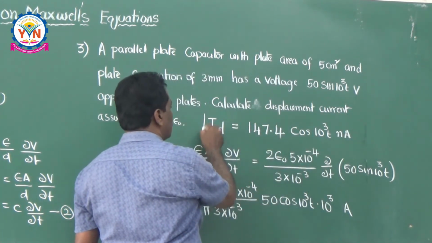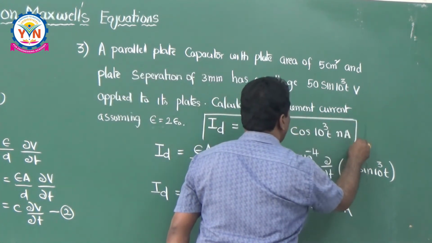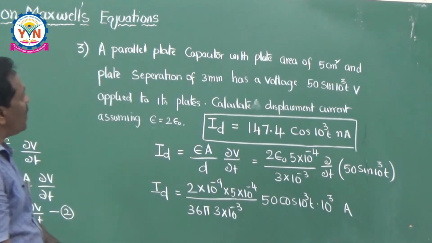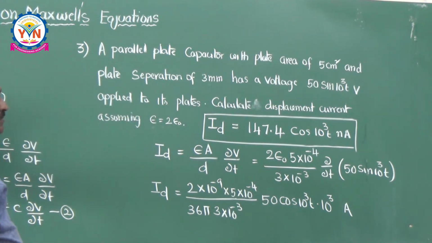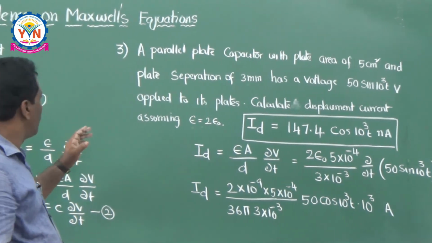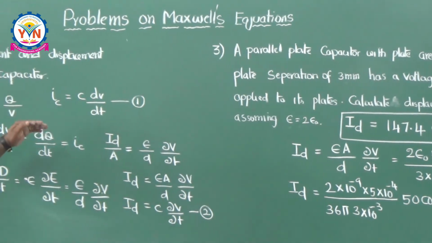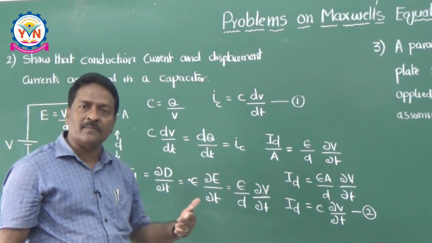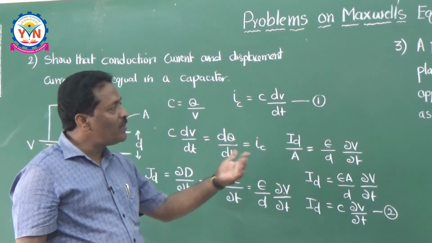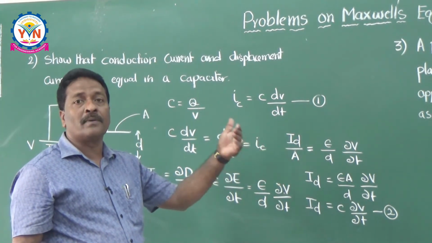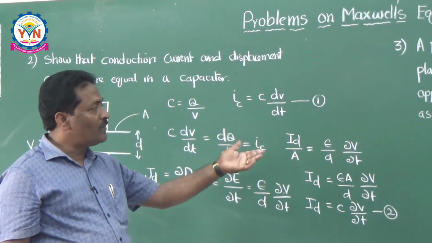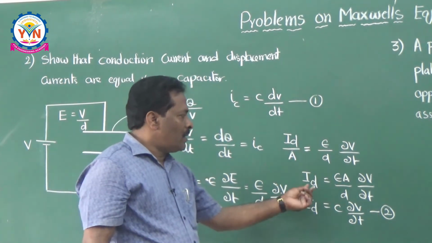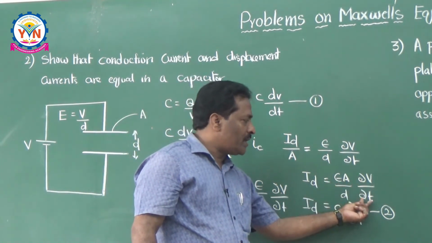So this is the answer you are going to get if you substitute all the values properly. So this problem is nothing but the extension of the previous problem. That is the reason I am telling you, in the capacitor both currents, conduction current and displacement current, are equal. And so many times he is asking the problem on the displacement current. So very simple, displacement current is nothing but ID is equal to epsilon A by D into ∂V/∂t.